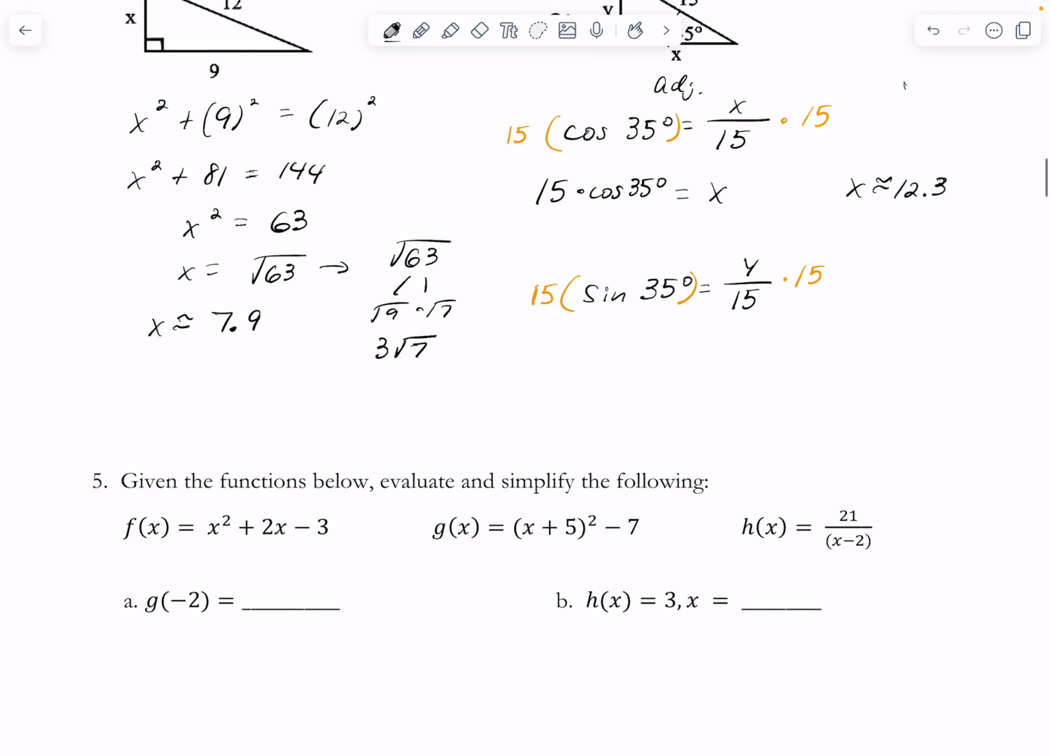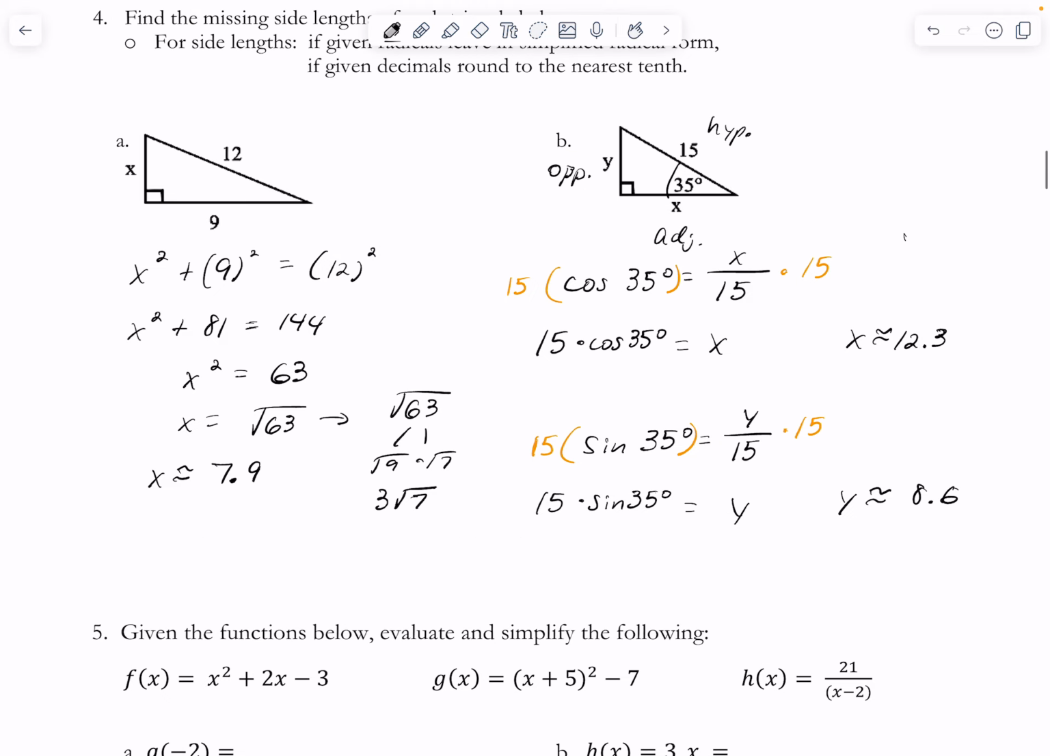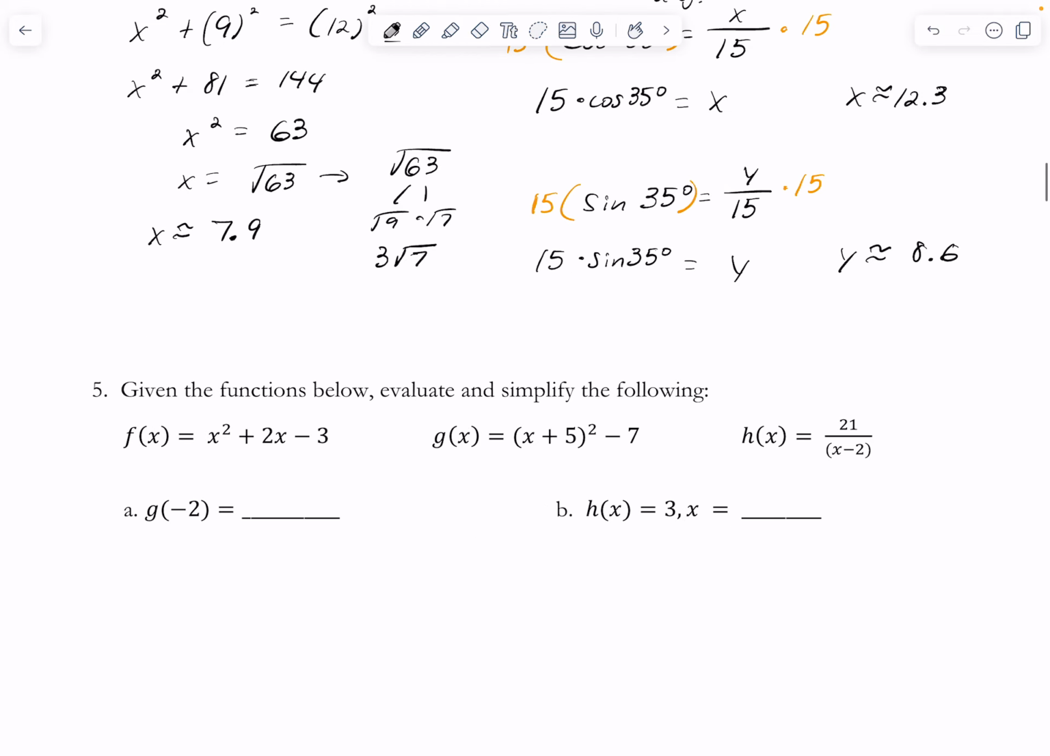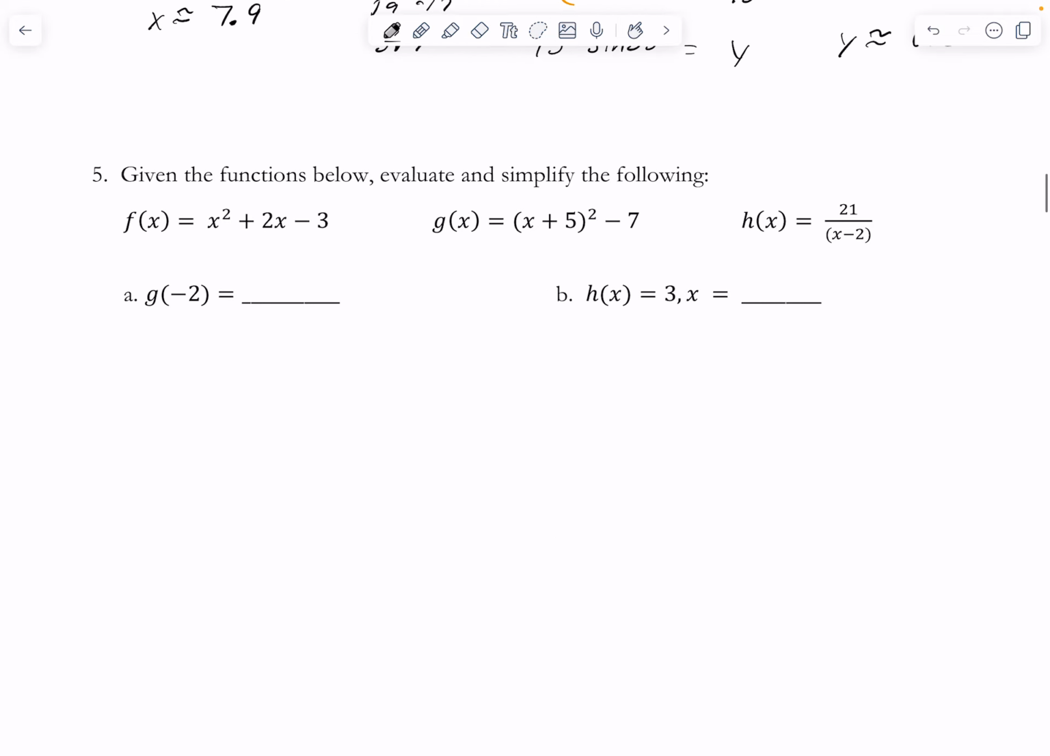And then same thing here, y equals 15 times the sine of 35 degrees. You guys know I like to use decimals, but you can use any calculator as long as you're in degrees. So 15 times the sine of 35 degrees is approximately 8.6. Okay, so that is it for part B. All right, let's do some more evaluation.